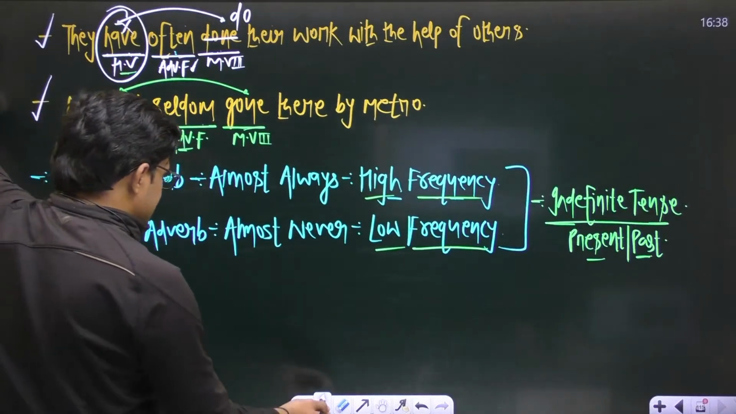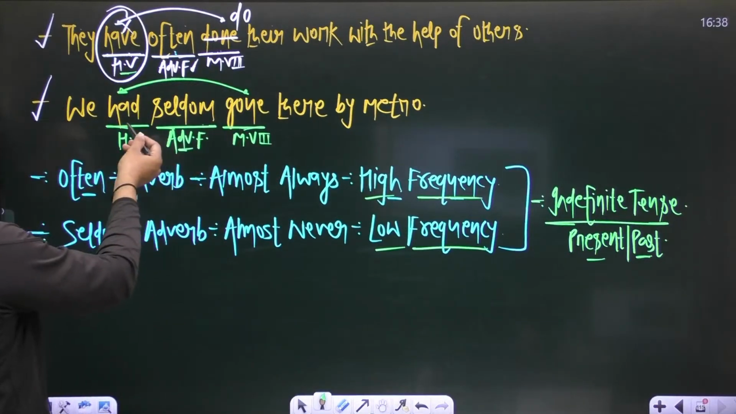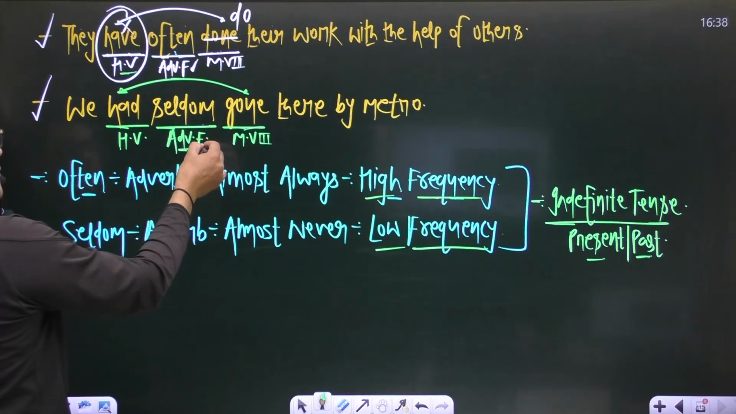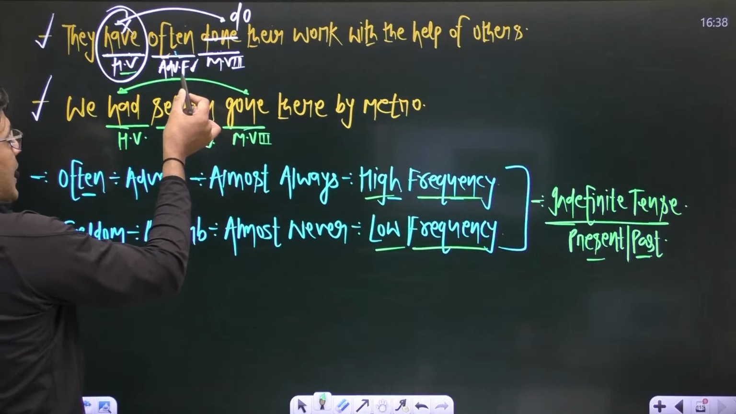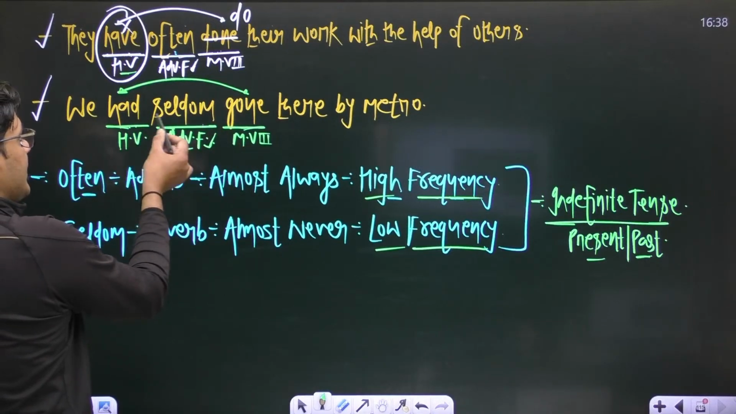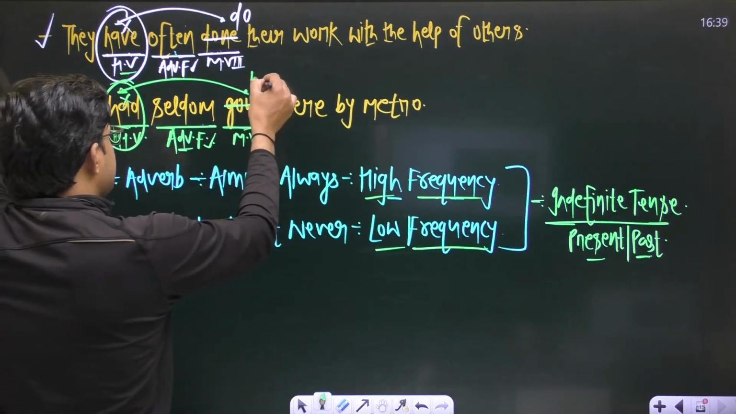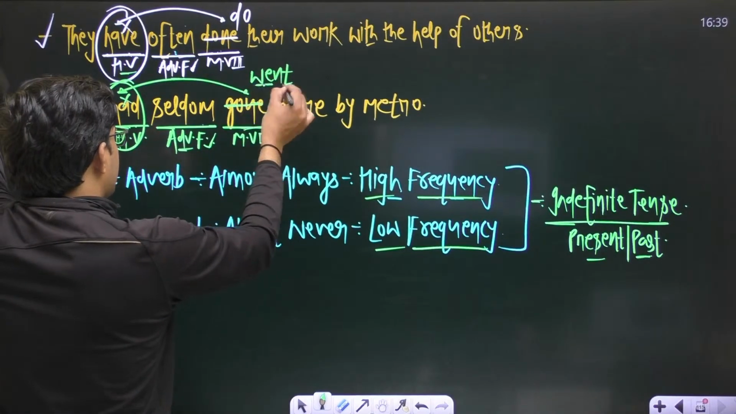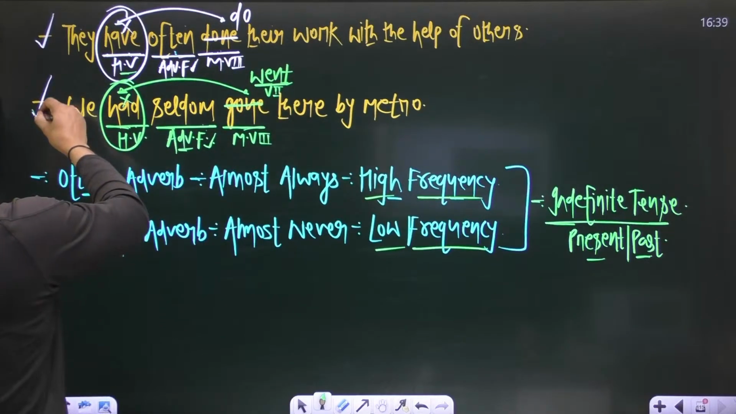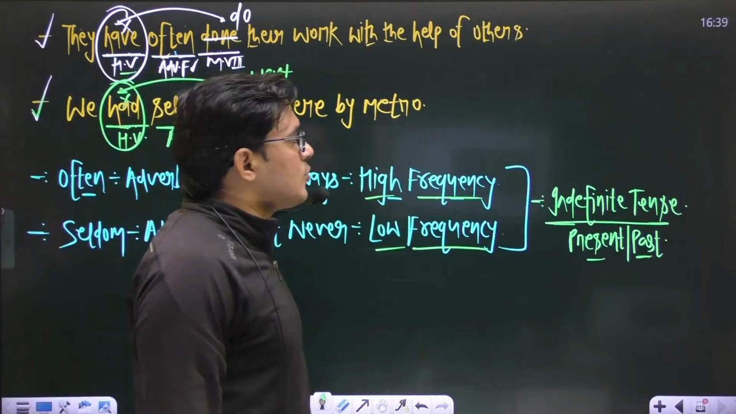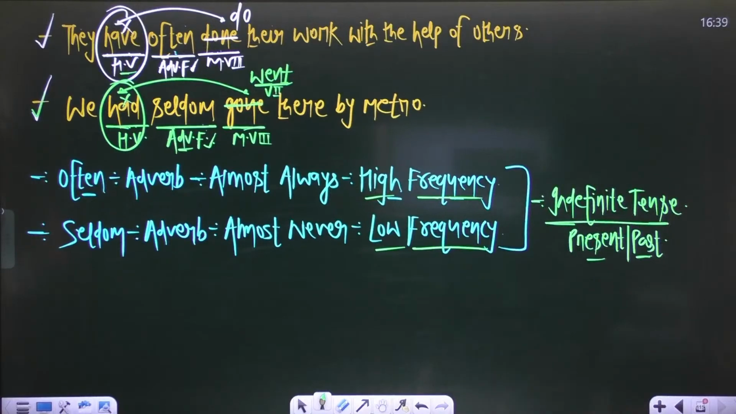Same thing happens in the second sentence. In the second sentence, we already have past perfect tense, but because of this word of low frequency, we require indefinite tense, and indefinite must be past indefinite in place of past perfect. In past indefinite we use the second form of the verb. The sentence will be like, we seldom went there by metro. If you speak like this, the sentence will be fine. Now the sentence will be okay.